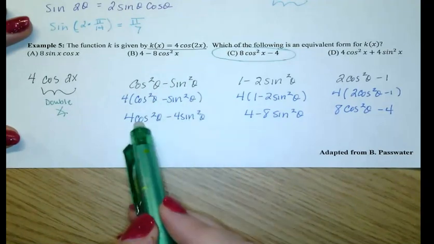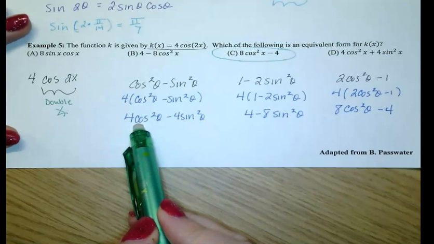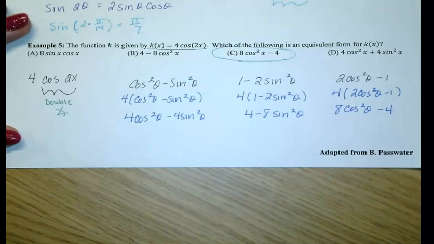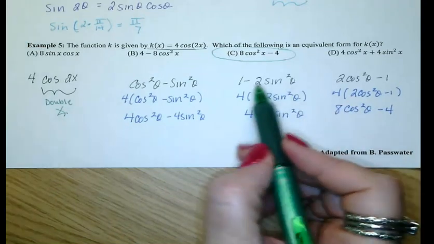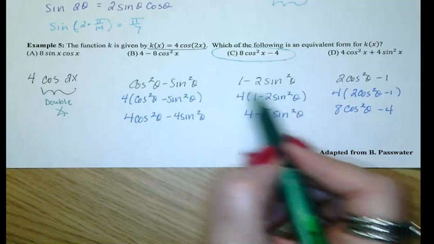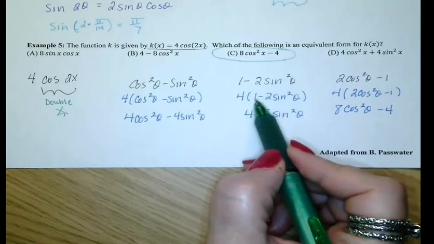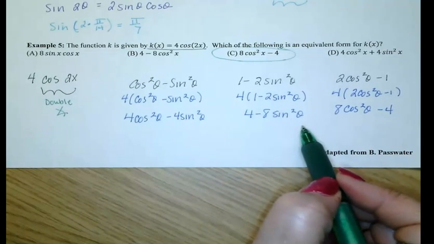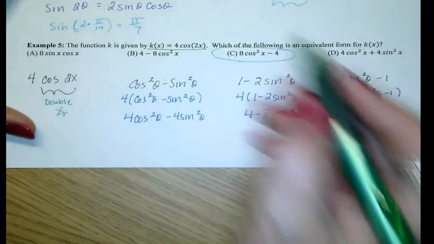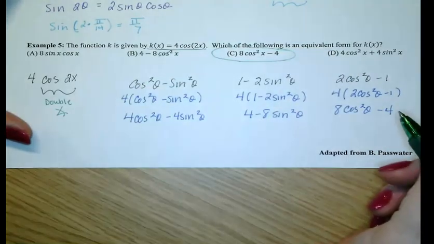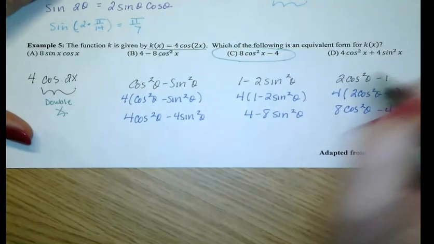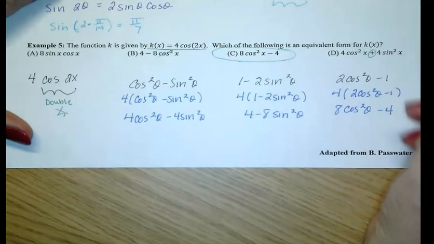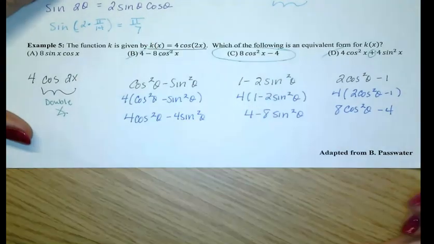So when I distribute my 4 through, I get 4 cosine squared theta minus 4 sine squared theta. So that doesn't appear to be any of our choices. So let's keep moving on. Now I'm going to do 4 times this double angle, which is right here. So I distribute the 4 through and I get 4 minus 8 sine squared theta. This one is not going to work because we have cosine there, so we can rule that out. This one we could rule out from the first one because it has to be a minus inside, and here it has a plus inside. So we can get rid of that.